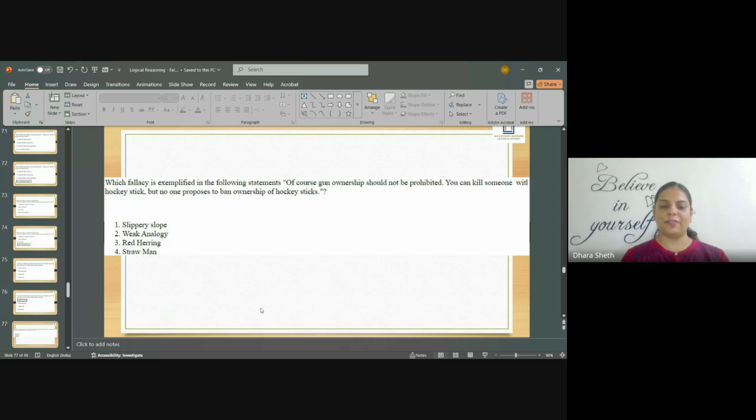Really sorry for the very, very small fonts. I'll read it. Which policy is exemplified in the following statements? Of course, gun ownership should not be prohibited. You can kill someone with a hockey stick, but no one proposes to ban ownership of hockey sticks. Slippery slope, weak analogy, red herring, straw man.